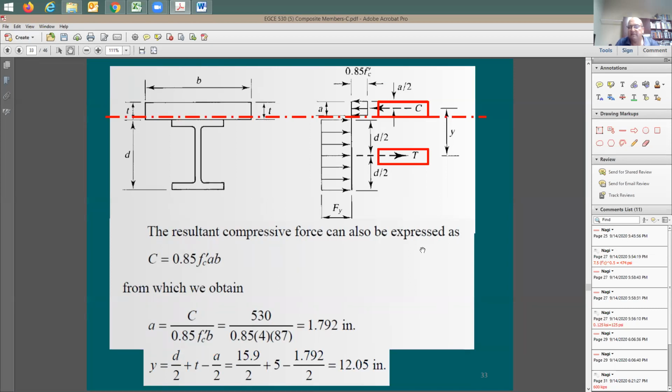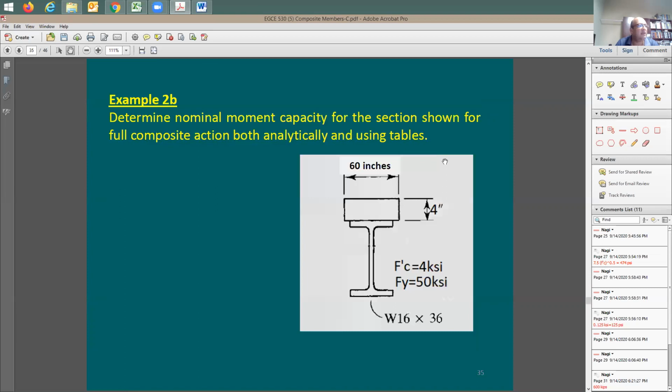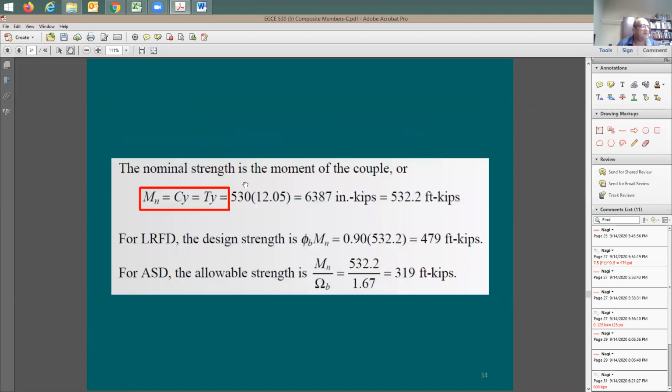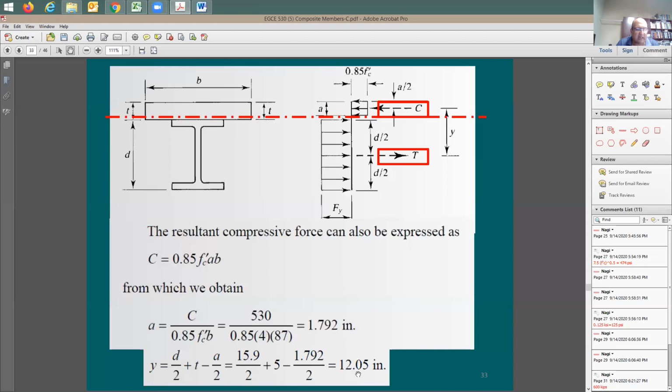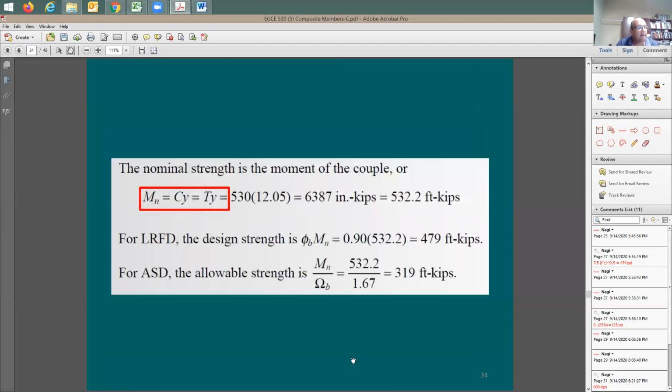So what's next? I'm looking here for the moment. Moment's going to be either tension or compression times this y, and this is going to be the nominal moment capacity. Here's Mn. It's going to be equal to C times y or tension times y. They are equal to each other. It's going to be 530 kips multiplied by 12.05, which is this y distance that I just calculated. It's going to be this number in kip-inch. Divide this by 12, now it's in kip-foot.